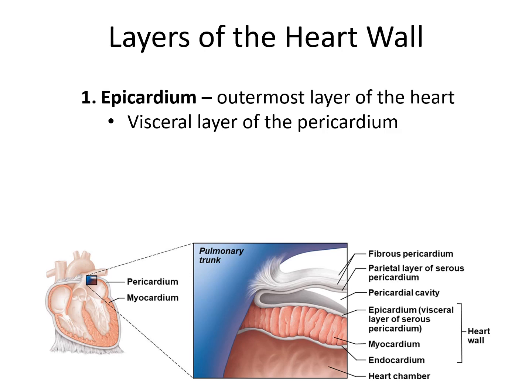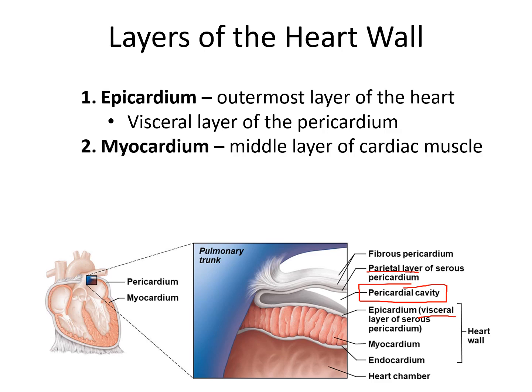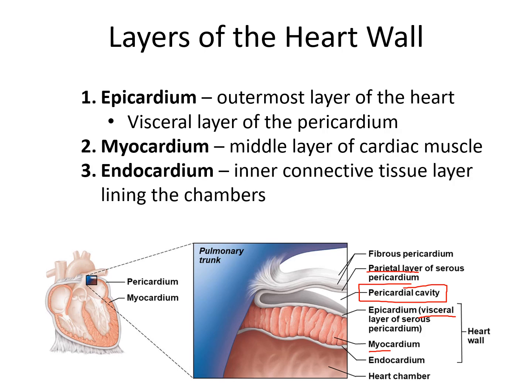If we look at our picture and we have the layers of the pericardium, remember our parietal versus visceral. Here's our parietal layer of the pericardium and that visceral layer of the pericardium. And there's that pericardial cavity, pericardial sac. So the epicardium is the same as that visceral layer of the pericardium, that outermost layer. And then the myocardium is the middle layer, myo for heart muscle. And then the endocardium is the innermost layer, and it's lining the chambers of the heart. So the heart chamber is lined by that endocardium.